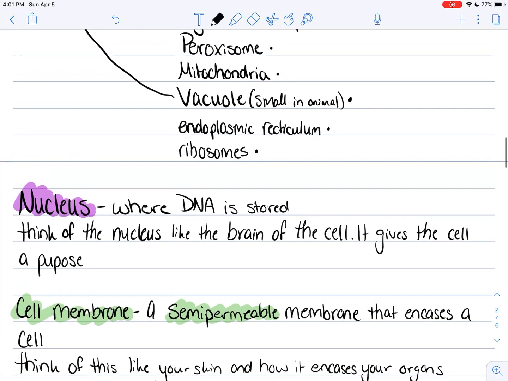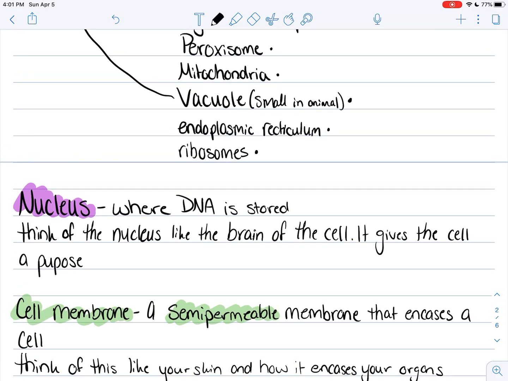Okay, so let's go ahead and start off with the nucleus. The nucleus is where DNA is stored. Think of the nucleus like the brain of the cell. It gives the cell a purpose. So the nucleus gives out the orders. It knows what it's supposed to do, and it knows what it wants the cell to do. So it has the instructions.